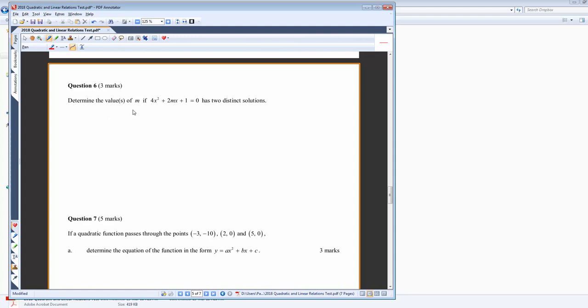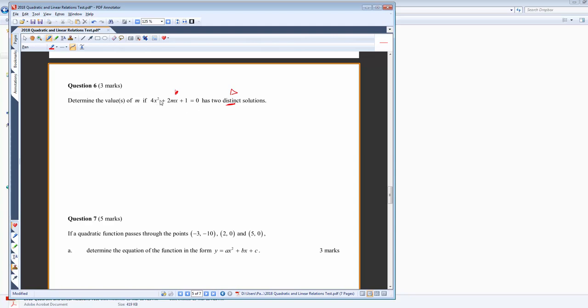Okay, determine the values of m if this has two distinct solutions. So what we've got is a parameter question, and it's telling us about the number of solutions. So generally when this is the case, we have a discriminant problem. So what we're going to do is run the discriminant on this.